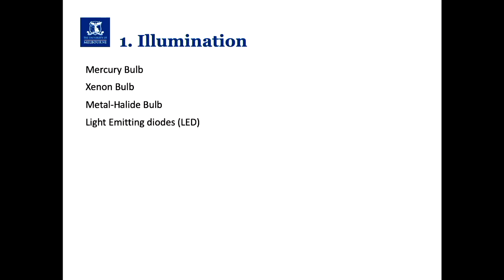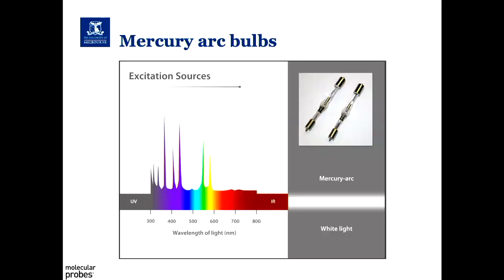So firstly, illumination. What are we illuminating our sample with? So if you remember, we're imaging with fluorescence. We're trying to excite fluorophores at specific wavelengths that are going to match the excitation spectrum. So there are multiple ways we can do that. Some of the older methods use bulbs that contain things like mercury or xenon. More recently, these have switched into metal halide bulbs. And even more recently, people are starting to use light-emitting diodes. So I'll show you a few examples of these.